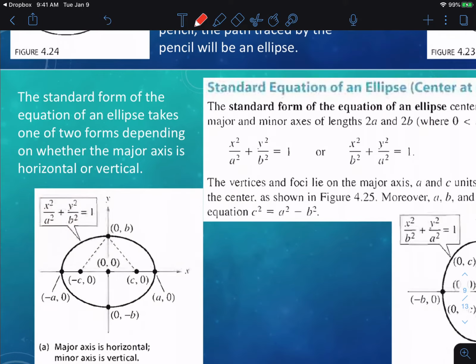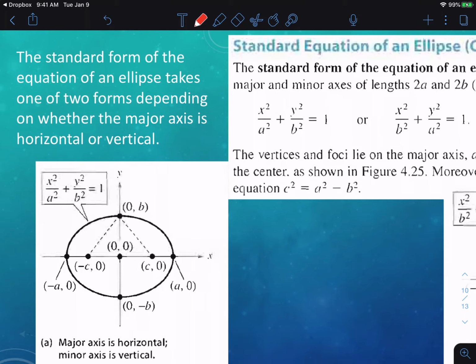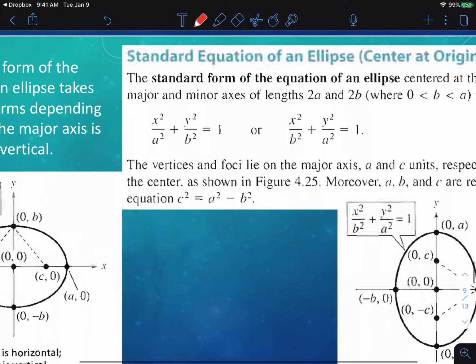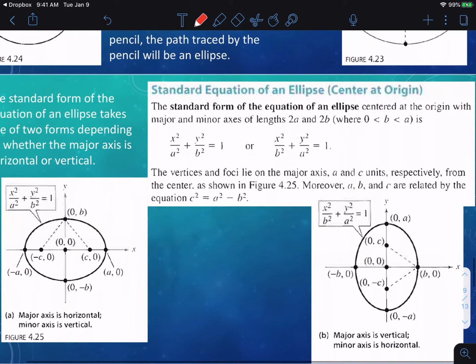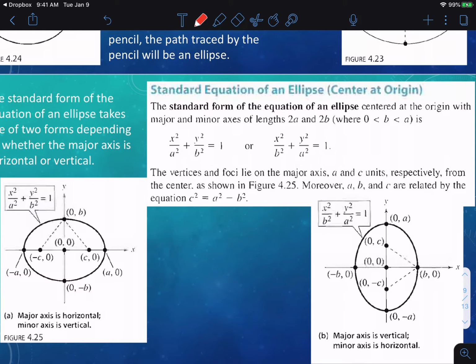Let's talk about the standard form of the equation of an ellipse. It takes one of two forms depending on whether the major axis is horizontal or vertical. So let's talk about it here. Standard equation of an ellipse centered at the origin. The standard form of the equation of an ellipse centered at the origin with major and minor axes of lengths 2a and 2b. So 2a is the length of the major axis and 2b is the length of the minor axis. Now let's see how this works with the equations.